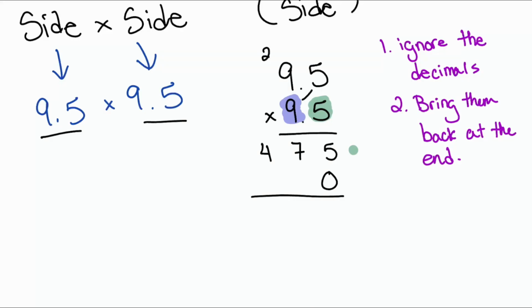So here we go, 5 multiplied by 9, that's going to be 45. Carry the 4. Then we have 9 times 9, which is 81. Carry the 4 is going to be 85.